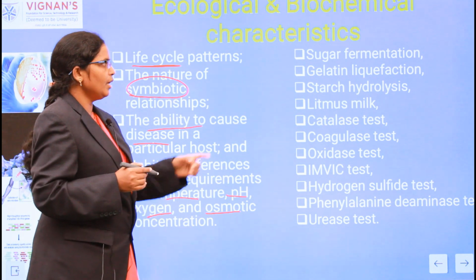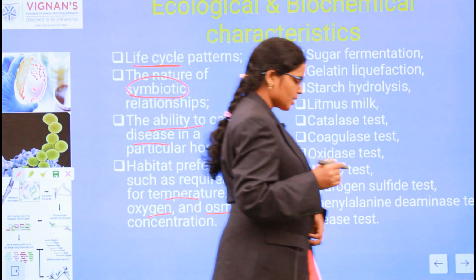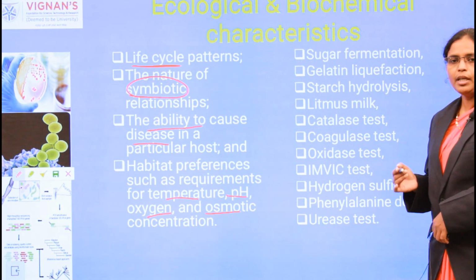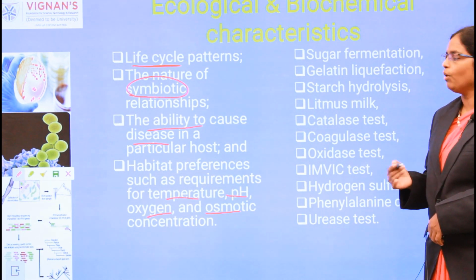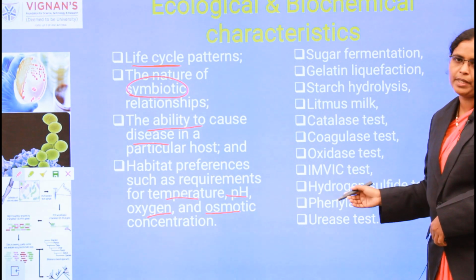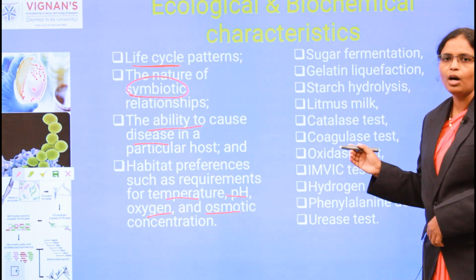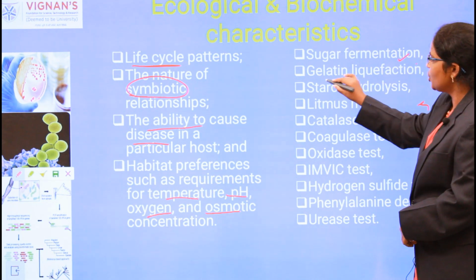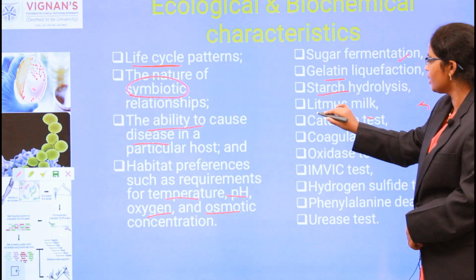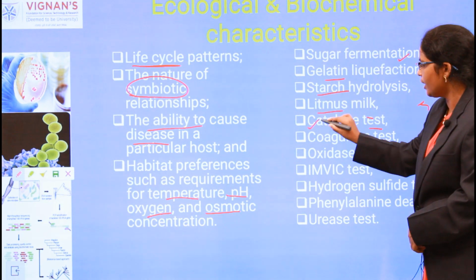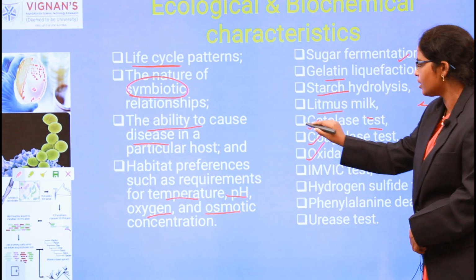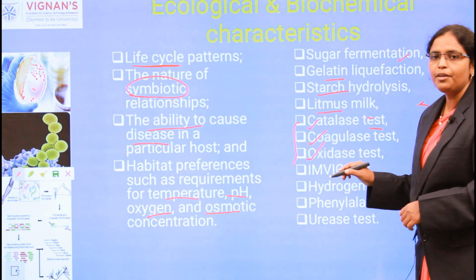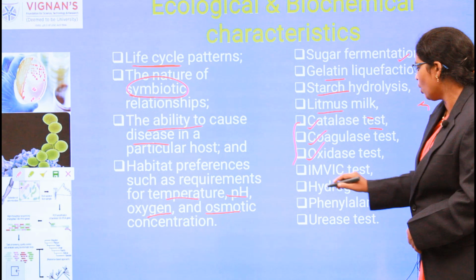And next we will see the biochemical characteristics. Here it's a totally practical approach. In our microbiology lab also we will perform these experiments for identifying the organisms. If we see here, fermentation test, gelatin liquefaction, hydrolysis, litmus test, catalase, enzymes, coagulase, oxidase. So these are the enzymatic tests used for identifying the metabolic pattern of the organism.